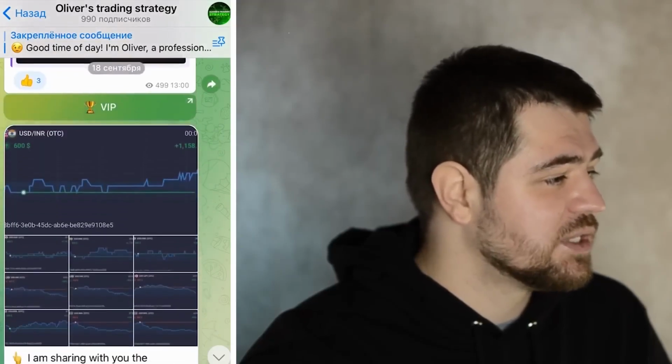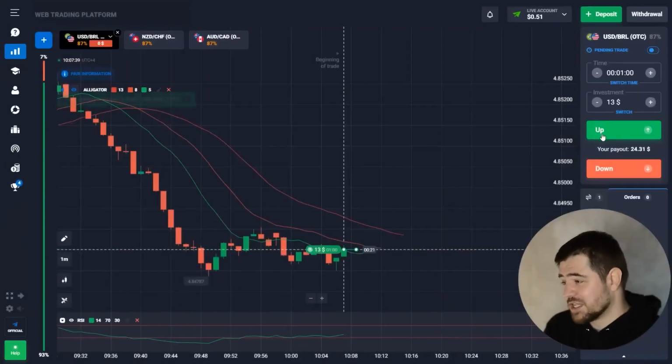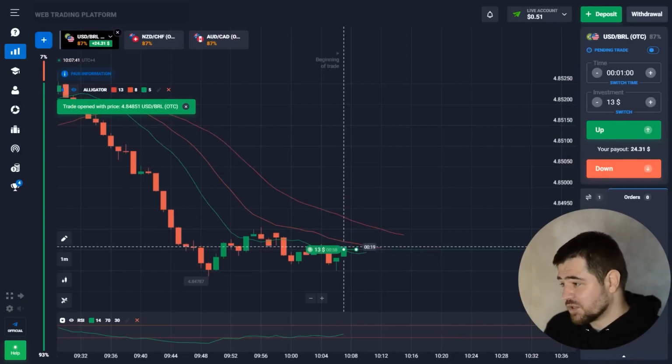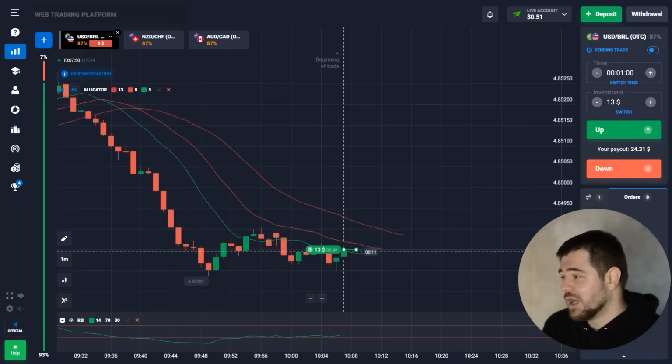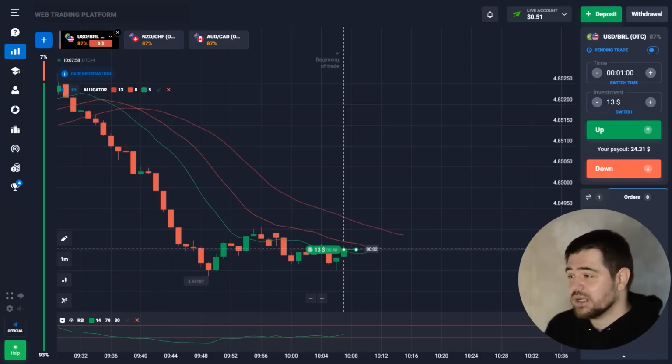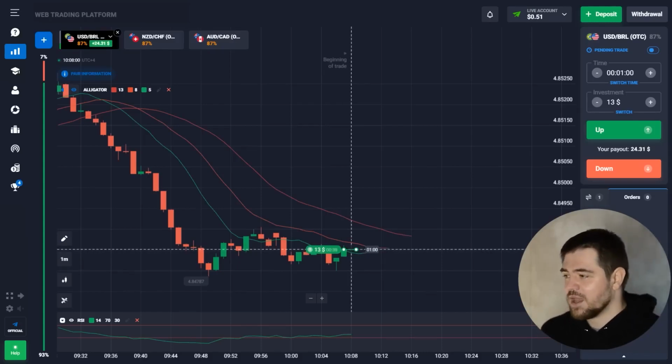So see this situation here, it's time to go up. There was also a flat, but as you can see, we're starting to break through those resistance lines in the face of Alligator lines. We are starting to cross them up. And also the relative strength indicator is pointing up, so it's a good point for us to go in with the call option.